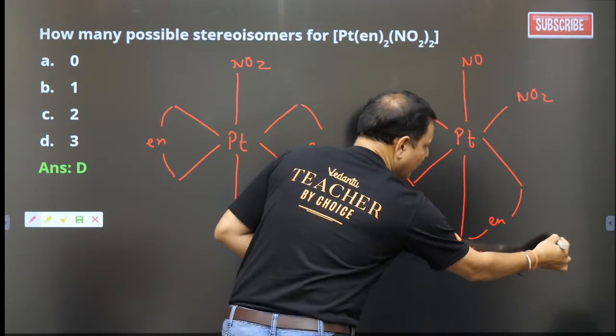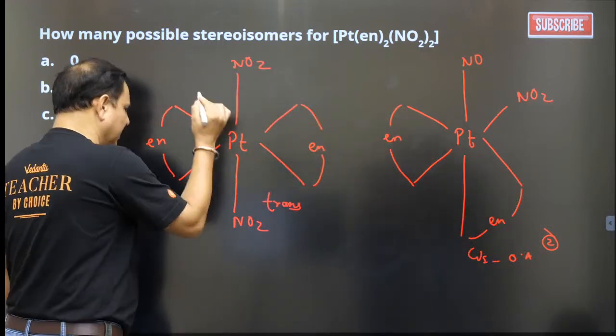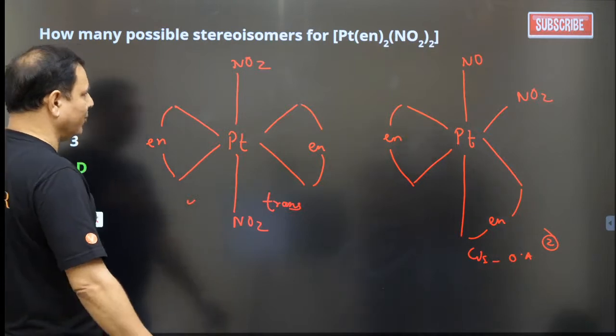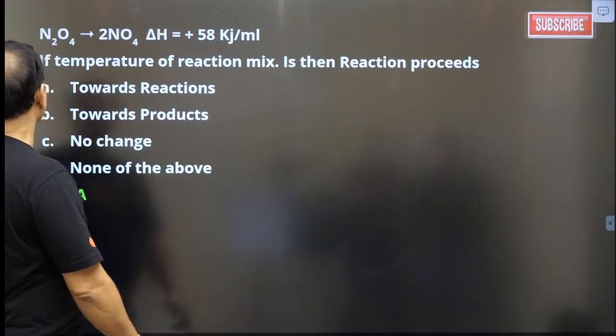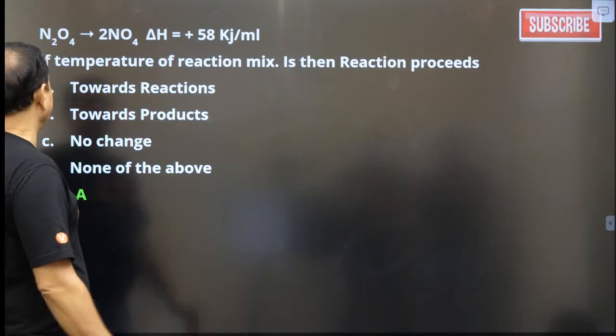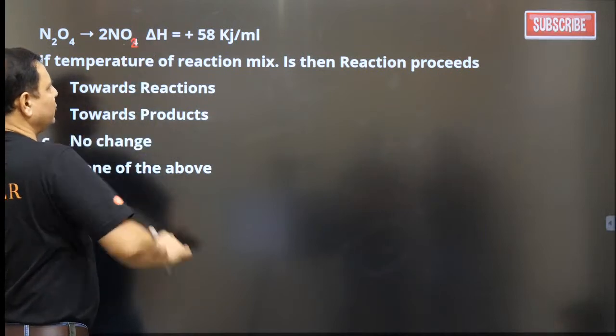This is optically active, which means it will have a non-superimposable mirror image form, that is, an enantiomeric form. Cis is optically active. Optically active means two isomers, one dextrorotatory and one levorotatory, and one is the trans isomer. So in total there are three isomers.